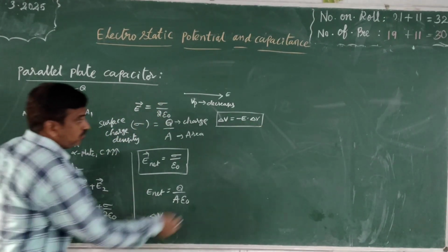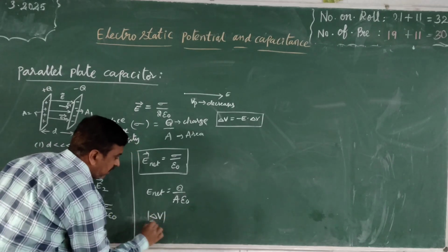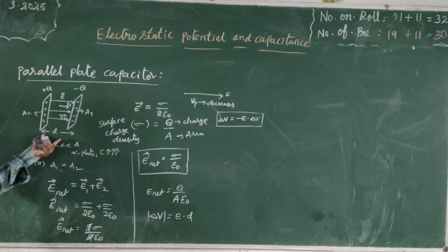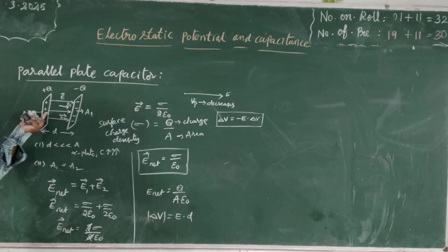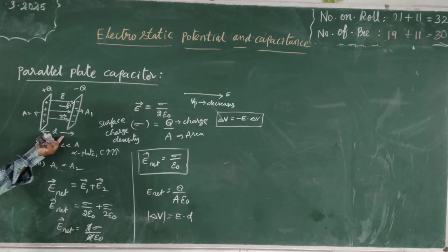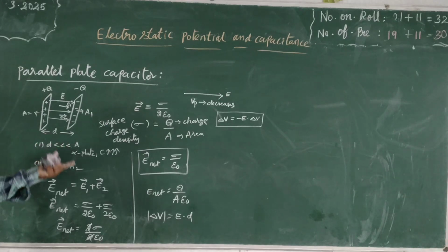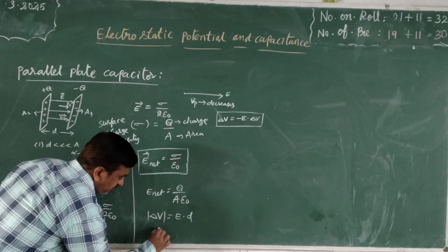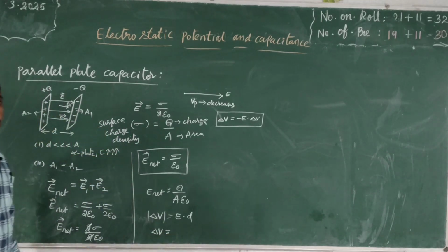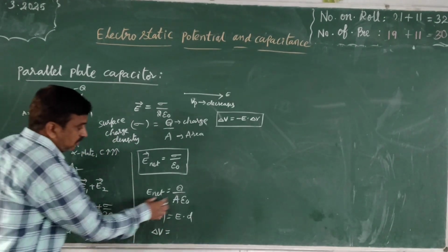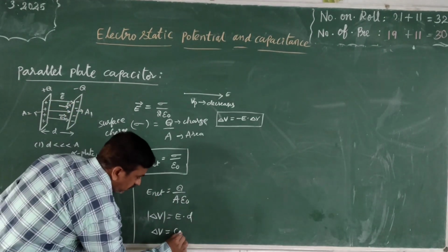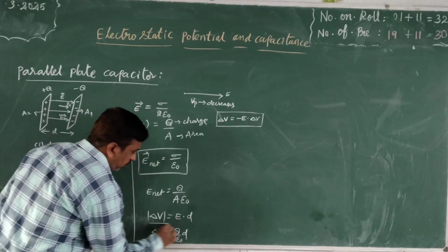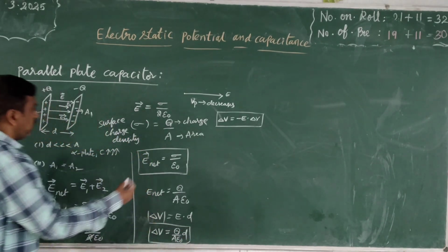We can take the magnitude. So delta V equal to what? E dot delta R, where we can take D. When the electric field is E, here the potential difference is delta V. What is the distance between them? Here D. We can take E dot D. See here, delta V equal to E dot D. What is E here? Q by A epsilon naught. I write here Q by A epsilon naught into D. It is the potential difference between the parallel plates.